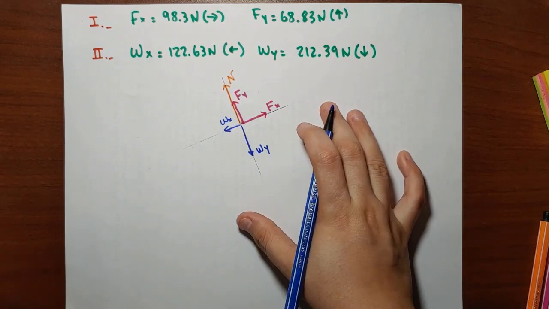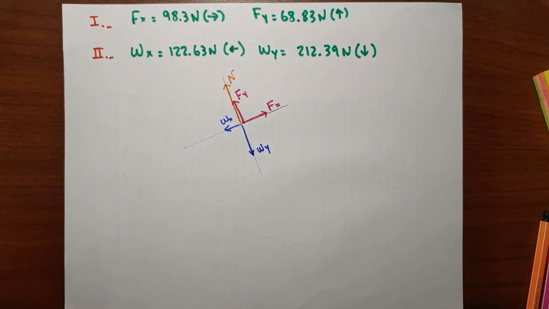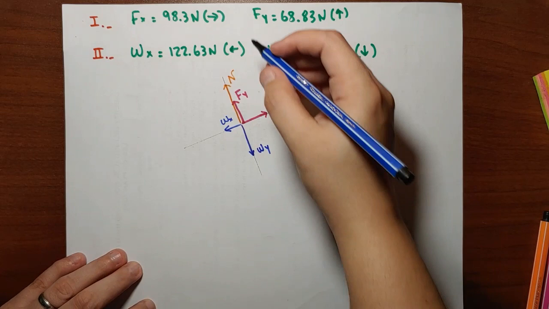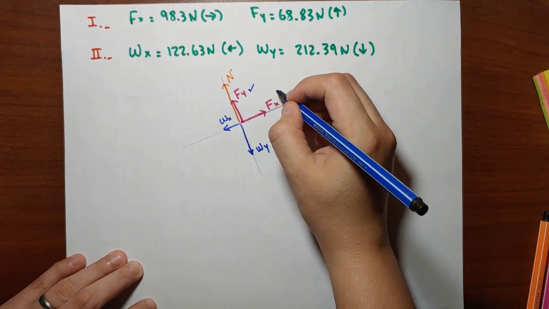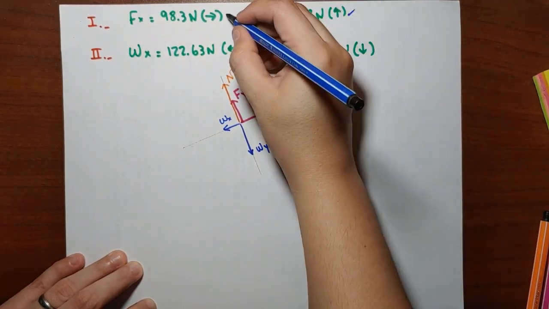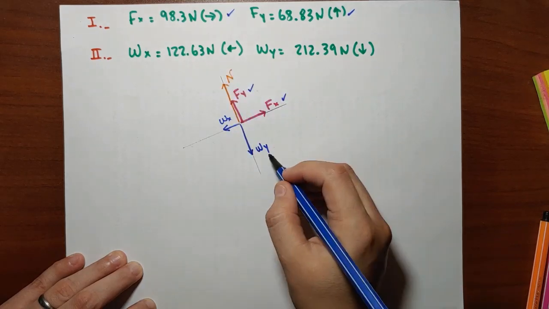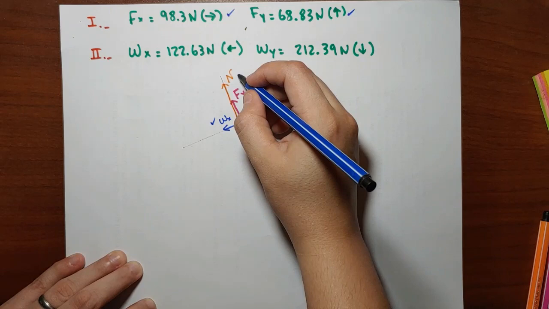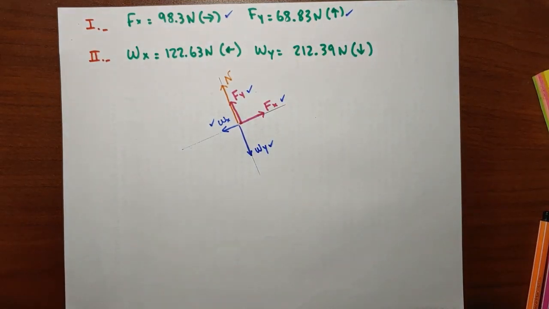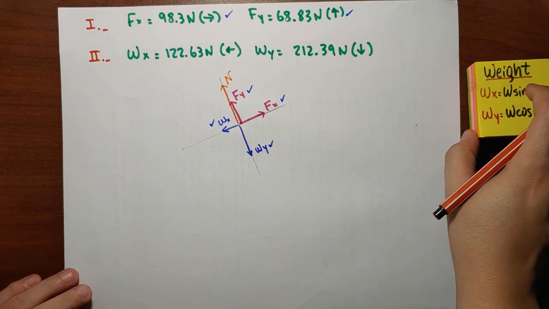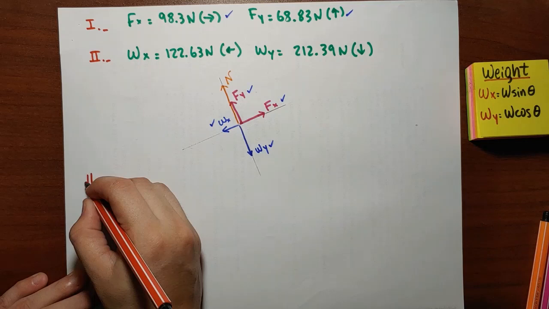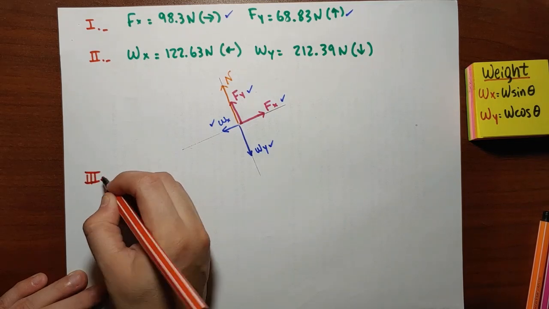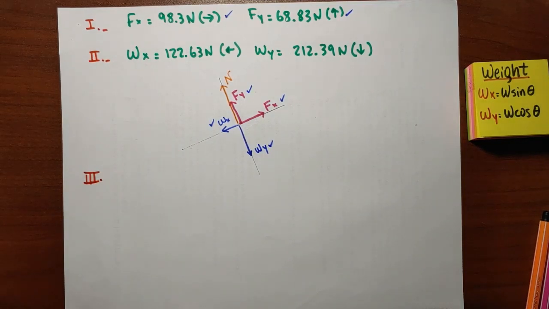So this is the free body diagram already updated. I already know my forces, Y and X. That means that right now I'm going to look for the normal. That is going to be my next step, but you already knew about it because that was the next step to follow. Now, let's take a look. In the third step, I need to get the normal.